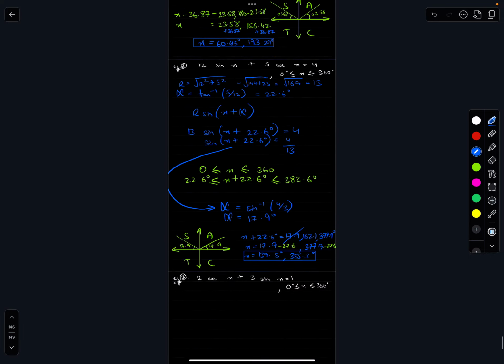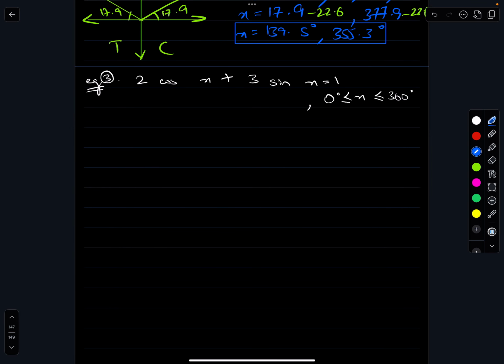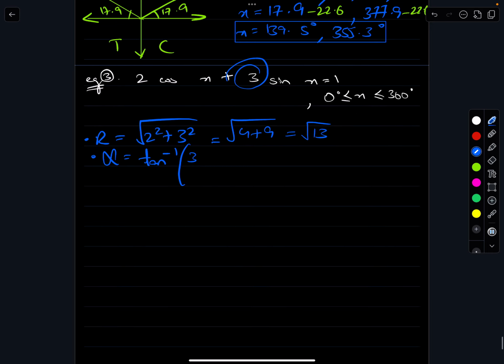Alright, so moving on to example 3, let's speed things up a bit. So r is equal to square root of 2 square plus 3 square. This is 4 plus 9 under the square root, and this is square root of 13. Leave it as it is in exact form. This is the exact form, I repeat, not the decimal one. And tan inverse of b over a in this case.